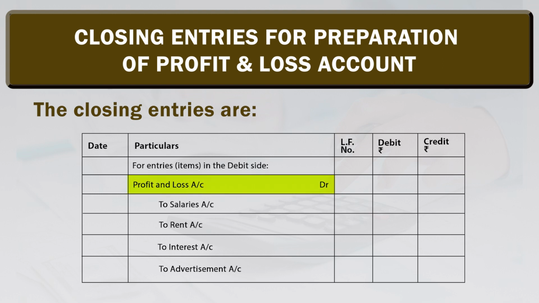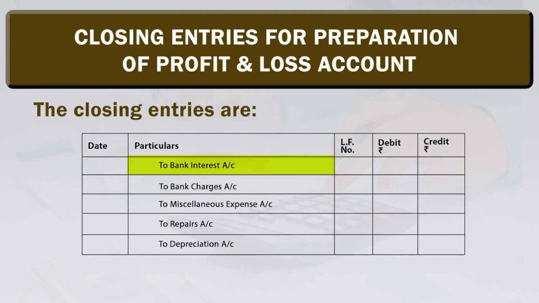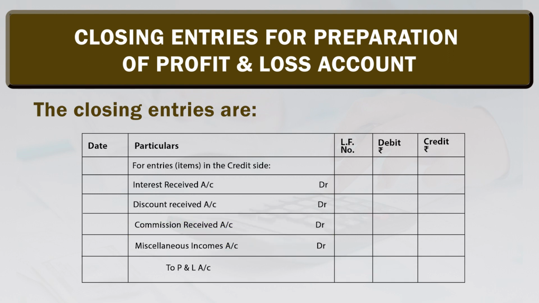So, profit and loss account will be debited and the respective accounts like salary account, rent account, interest account, advertisement account, bank interest account, bank charges account, miscellaneous expense account, repair account and depreciation account are to be credited. Like that, we will have some items at the credit side of profit and loss account and those accounts are to be debited and P&L account to be credited. So, here interest received to be debited, discount received to be debited, commission received to be debited, miscellaneous income are debited and are to be credited to profit and loss account.